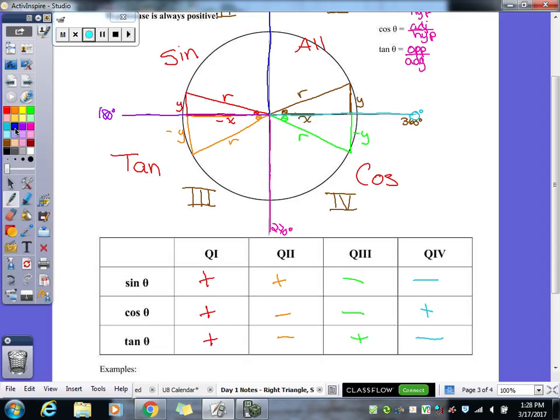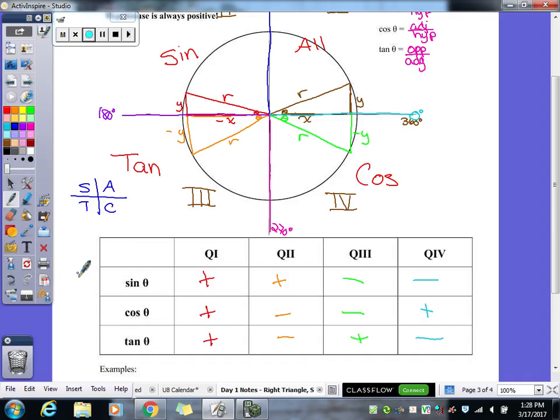You're going to see me draw this symbol a lot on my papers. This is me just shortening it, all, sine, tangent, cosine, to help me remember which one's positive when. There's a lot of different acronyms you can use to remember the ASTC chart. Some people call it the ASTC chart.